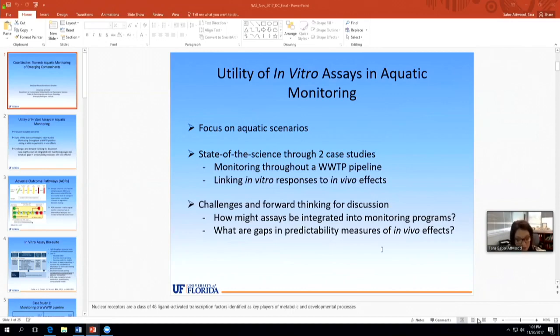And these case studies will serve to lead us to challenges and forward thinking related to how in vitro assays may be integrated into tiered monitoring regimes and what gaps exist in our understanding of in vitro and in vivo linkages with respect to complex samples. I'll also highlight forward momentum in the science as aspects to consider for discussion and consideration of how to relay and incorporate such ideas into the decision-making process.